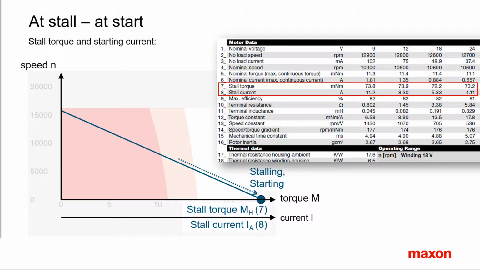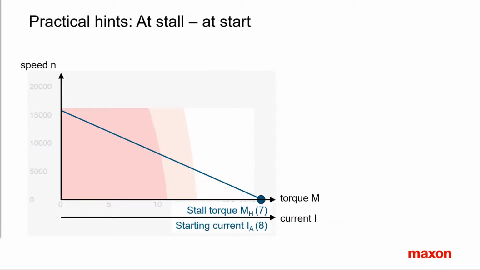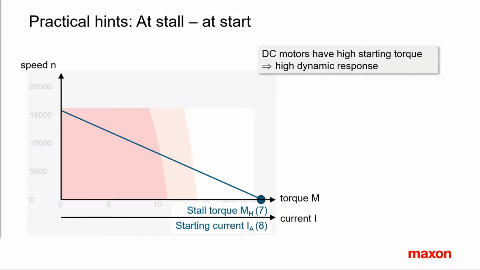The second interpretation is that of a starting point. At 0 speed, the highest current and torques are possible. Hence, stall torque and current may also be interpreted as starting current and starting torque. Again, torque and current are related by the torque constant. The stall or starting operation point has some practical implications. What you can learn is that DC motors have a high starting torque. This gives a high dynamic response.